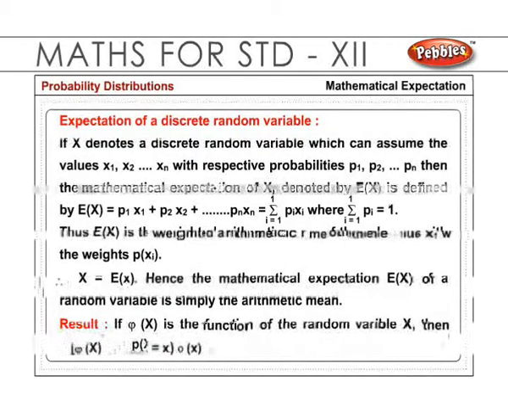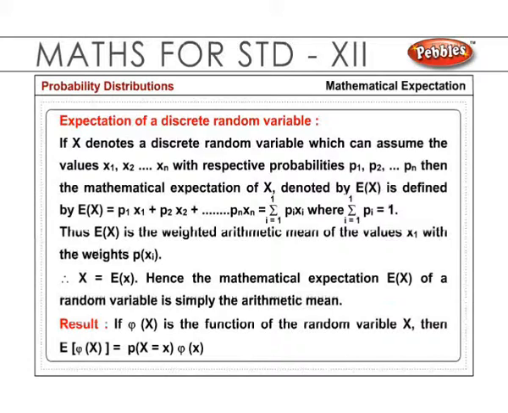Mathematical expectation. Expectation of a discrete random variable. If x denotes a discrete random variable which can assume values x1, x2 up to xn with respective probabilities p1, p2 up to pn, then the mathematical expectation of x, denoted by E of x, is defined as shown. Thus, E of x is the weighted arithmetic mean of the values x1 with weights as shown. Hence, mathematical expectation E of x of a random variable is simply the arithmetic mean.